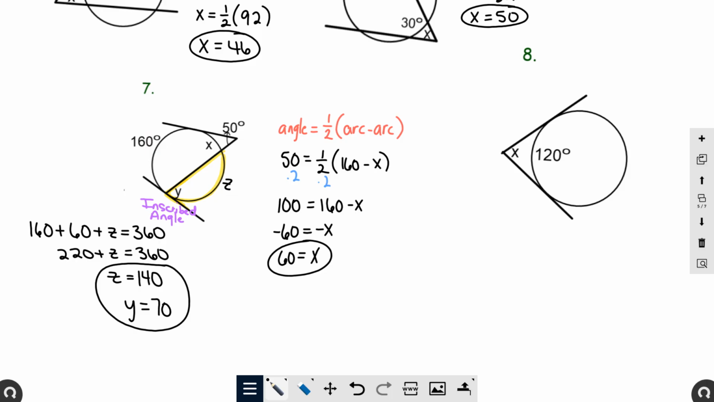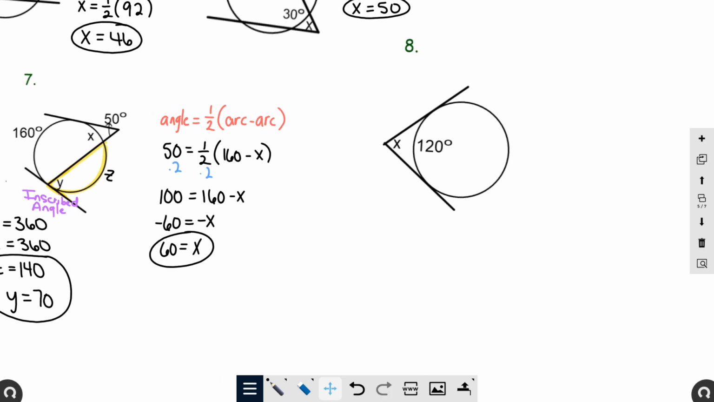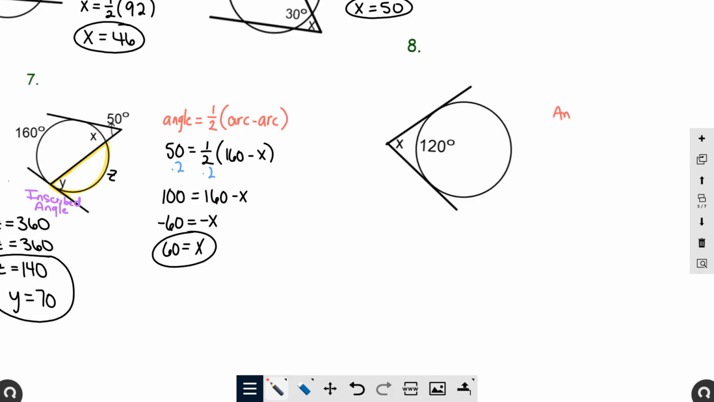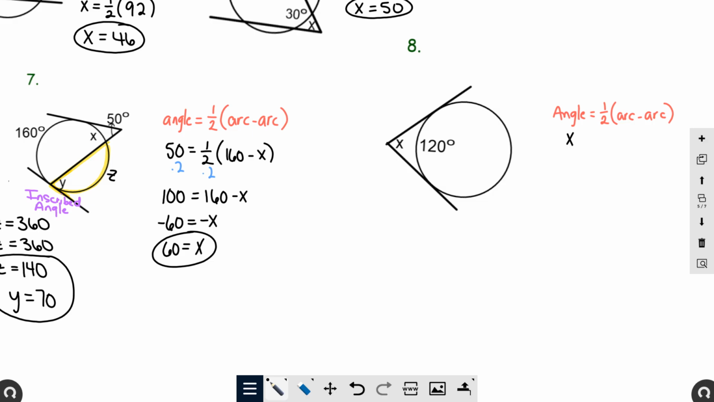Okay, here's our next to last problem, because we are going to do one additional problem after this. But here's our next to last one. Okay, which formula are we going to use for this one? Good. Angle equals 1/2 arc minus arc, because we have some stuff outside the circle. Now we know the angle. The angle is x, and we know one of the arcs. We know the closer arc is 120. Do we know the furthest away arc?